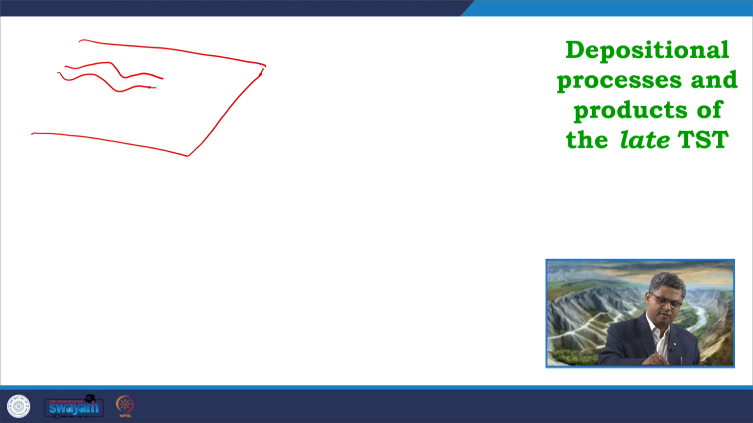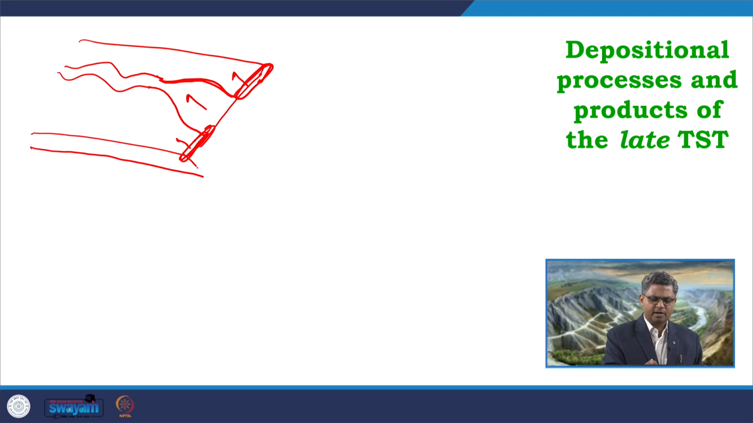So, we get a very well developed estuary system at the river mouth area, and that estuary system may be associated with some barrier bars which may be backstepping. The entire estuary system is also backstepping, and this results in the formation of a transgressive prism, again a continuation of the early TST phase.